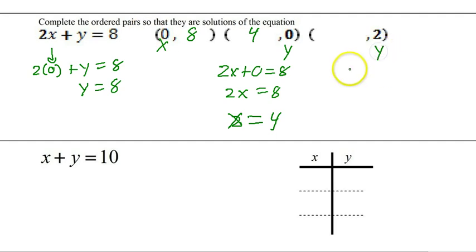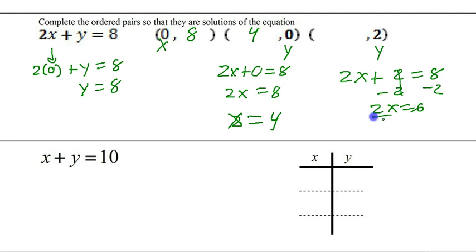Let's look at the y equals 2. So let's do it again. Replace the y with the 2. A little bit more complicated equation, but it's still a basic one. So we minus 2. Divide by 2. So x is 3. So the ordered pair 3 comma 2 is also a solution.